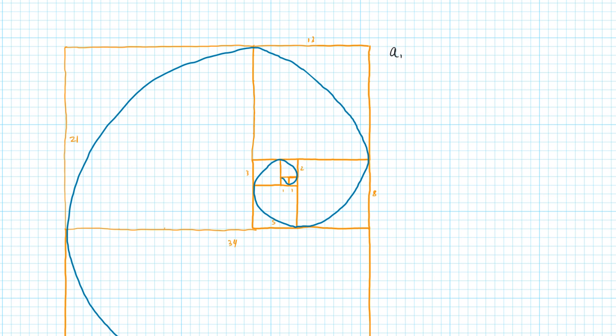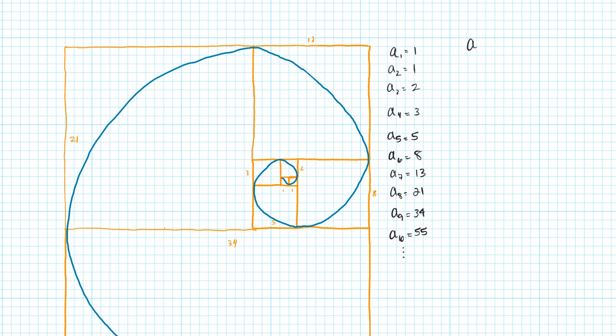If we list the terms of the sequence, our first term is 1, our second term is also 1, our third term is 1 plus 1, which is 2, our fourth term will be 1 plus 2, which is 3, our fifth term will be 2 plus 3, which is 5, our sixth term will be 3 plus 5, which is 8, and then we'll have 5 plus 8, which is 13, 8 plus 13, which is 21, and so on.